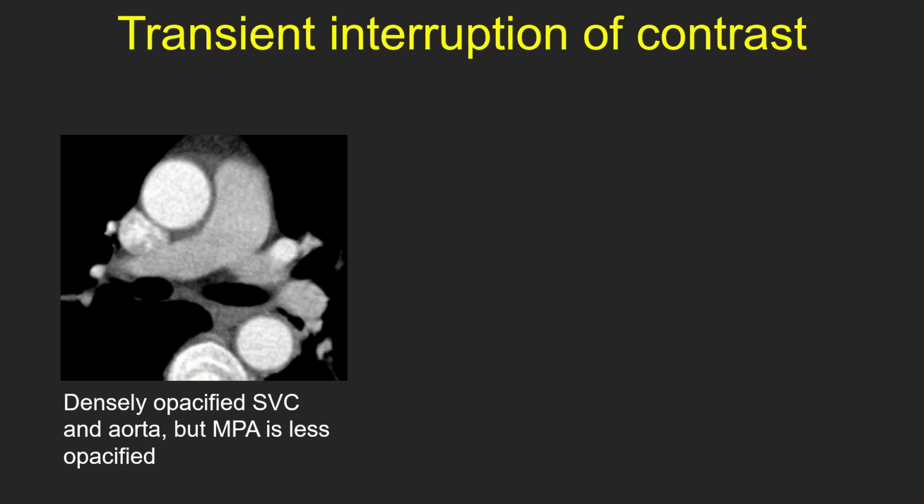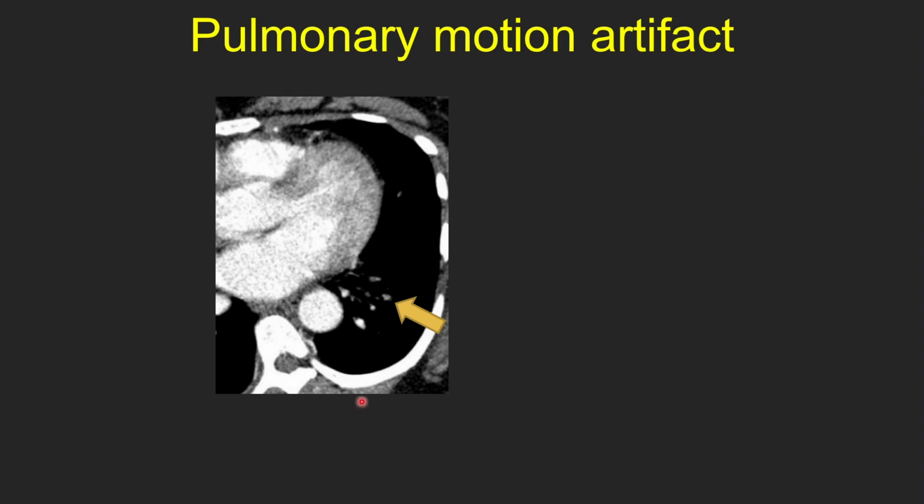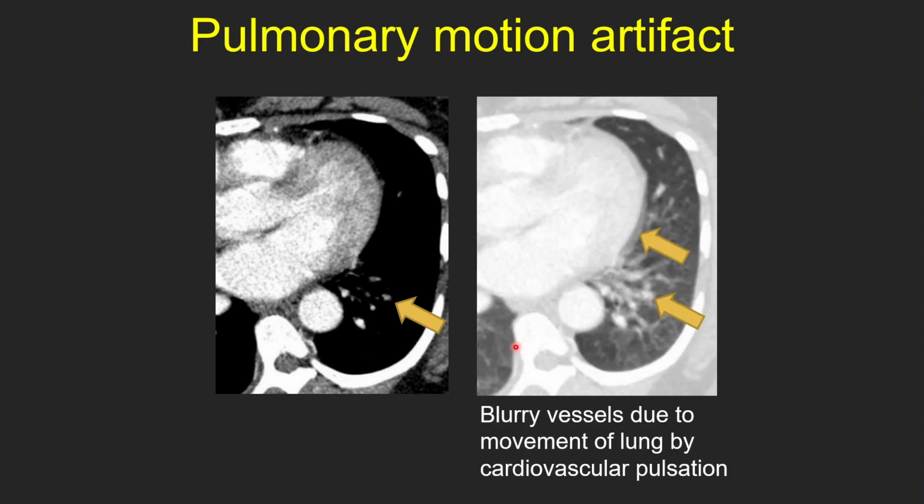Think of transient interruption of contrast when the main pulmonary artery has suboptimal contrast, but you see a bright SVC and bright aorta. This is because of an influx of unopacified blood from the IVC, which can happen when a patient takes a deep breath immediately before the scan. In this example, an apparent filling defect turns out to be pulmonary motion artifact when you look at the lung windows and see blurry vessels.